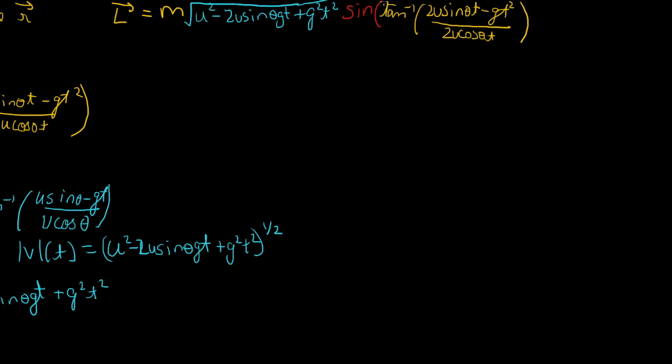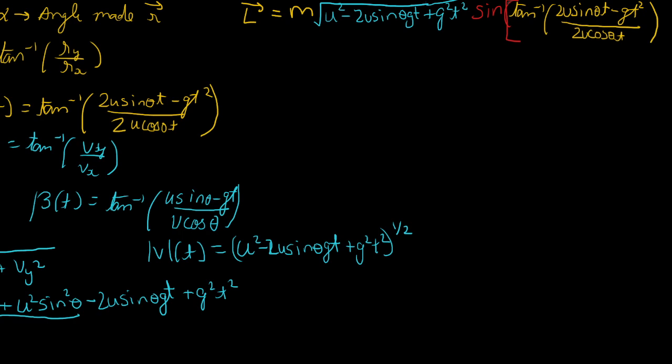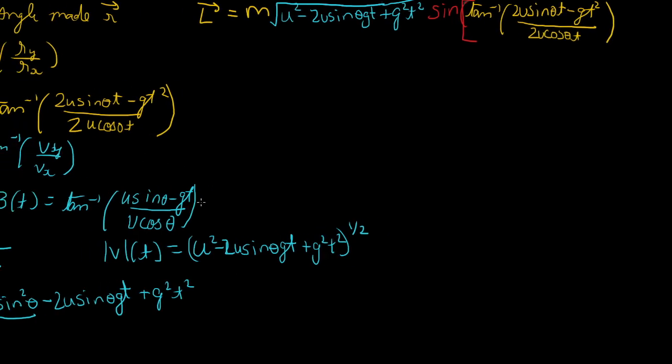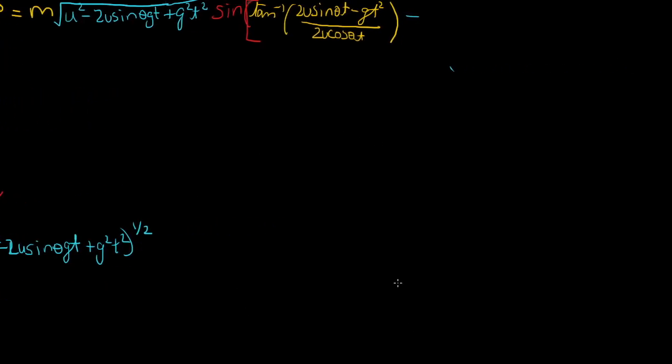I'll use square brackets here just to ensure that there is no confusion at all. Square brackets, alpha. Now we can get beta from here. Beta is tan inverse of u sine theta minus gt by u cos theta. Okay, now we are done with the velocity part of the angular momentum.